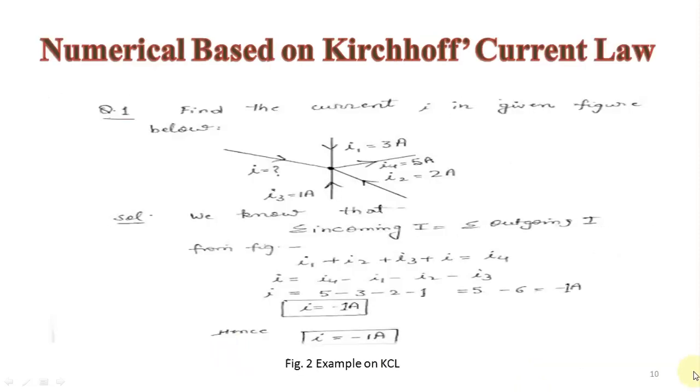Okay. So in this we discussed some numerical problems related to Kirchhoff's current law. In the given numerical, we want to find out the value of current I.